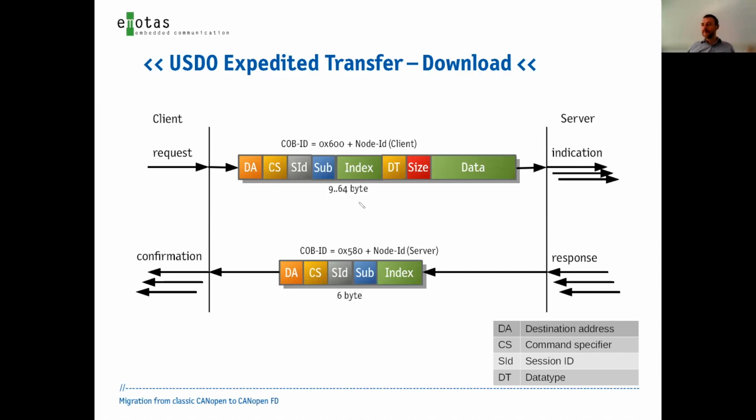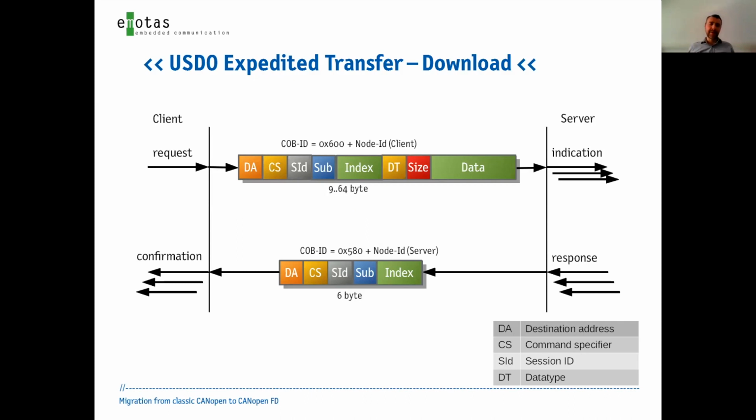And with a USDO transfer, there's always a confirmation or a response sent back from the server confirming whether the read or write access was successful or not. Well, the USDO service in CANopenFD is the service to read or write specific parameters.